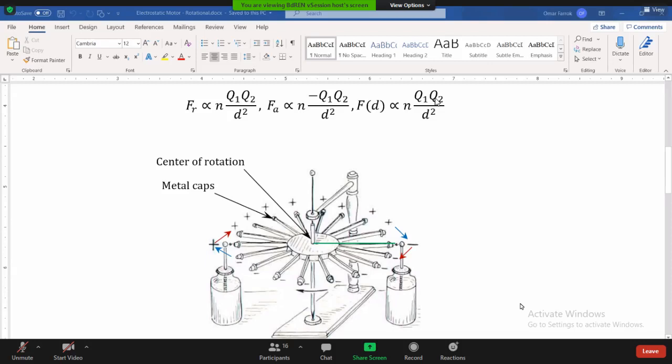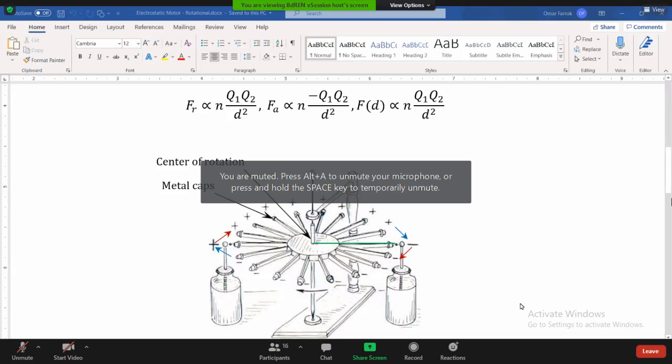We're going to start a new topic, which is the rotational electrostatic motor, which is seen on the screen, and I'm going to start this session.